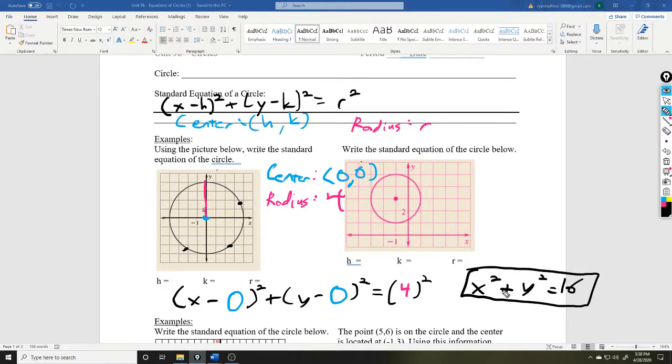That's the idea behind building an equation like this. So that if I plug in a point for x and a point for y, it's going to be on that circle. And if I plug in a point for x and a point for y and it doesn't work out, then it's not on the circle. So like if I pick 1, 1, then 1 plus 1 is 2. That's not 16. It's not on the circle.